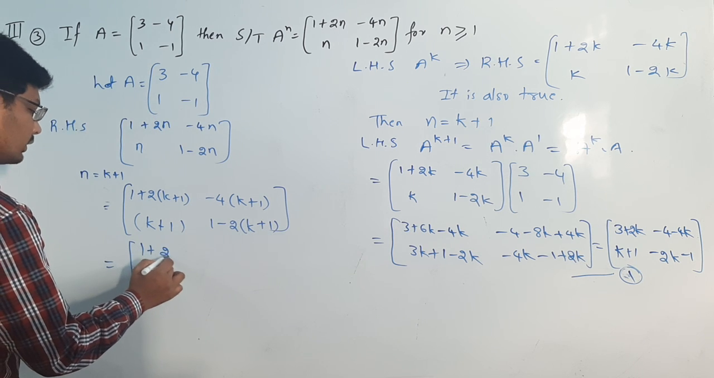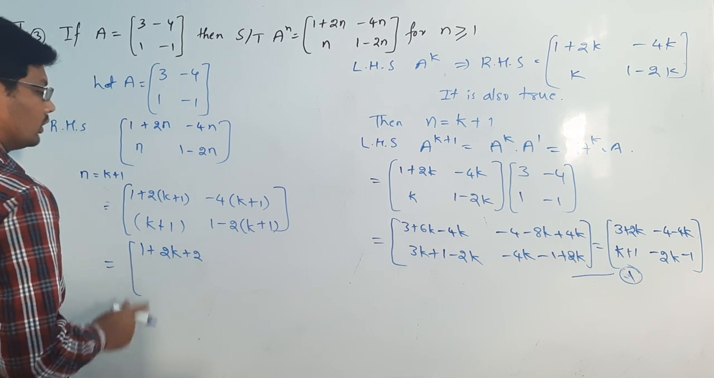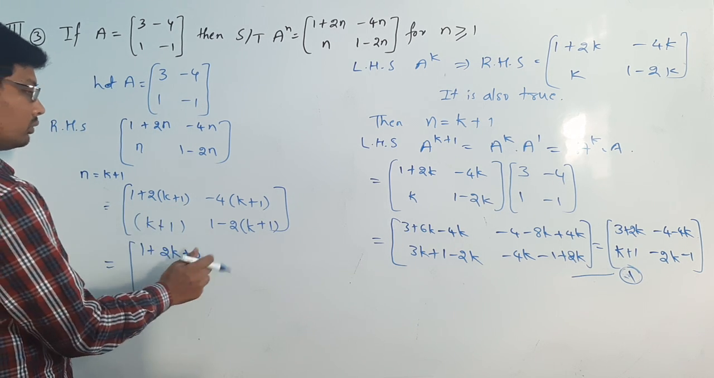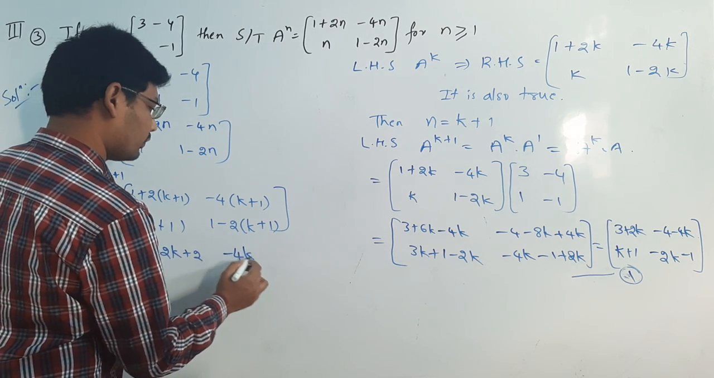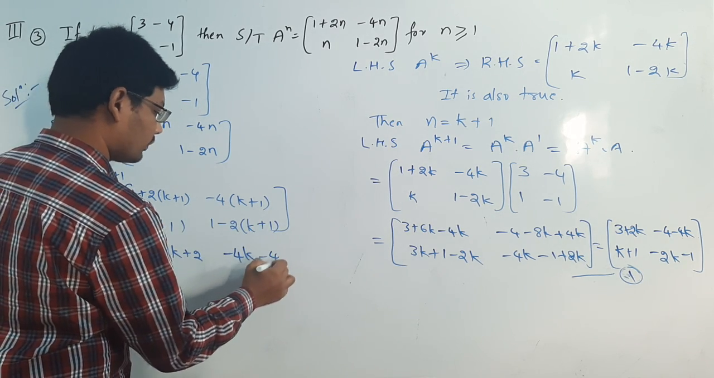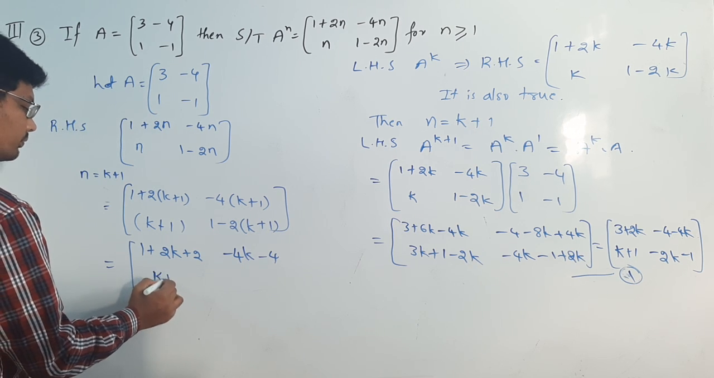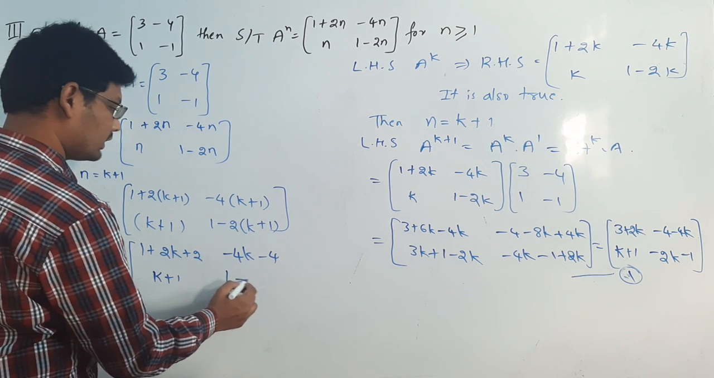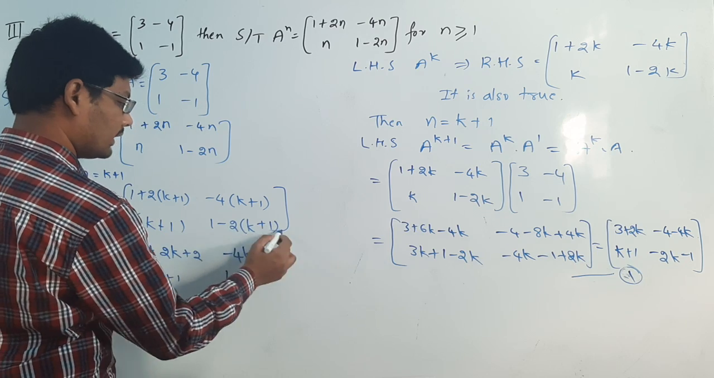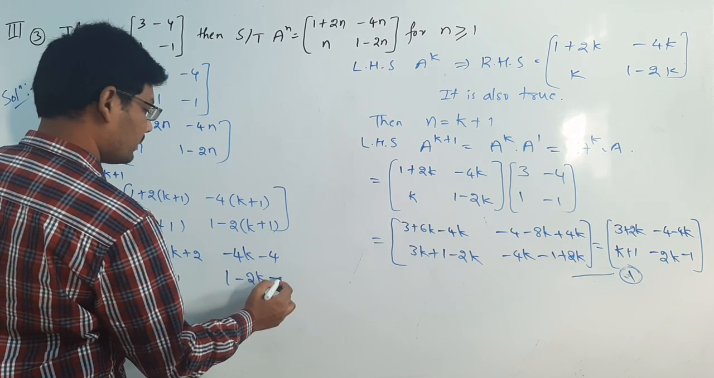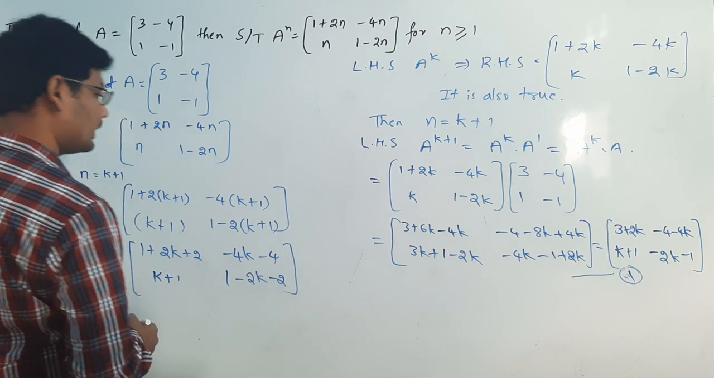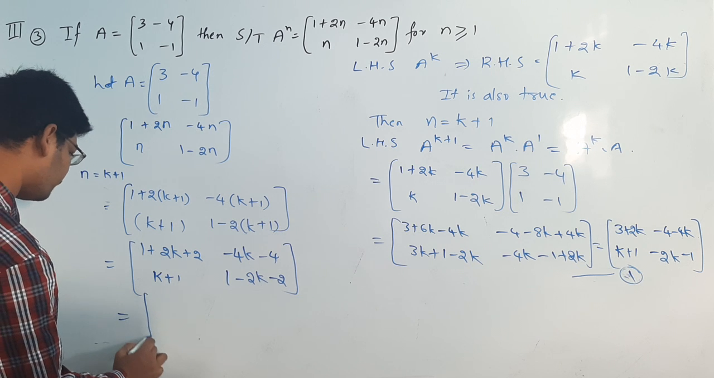1 plus 2 into k, 2k plus 2, 2k plus 2 into 1, 2, and minus 4 into k, minus 4k, minus 4 into 1, minus 4, and k plus 1 here, and 1 minus 2k minus 2 into plus 1, minus 2, and again we need to solve this one.